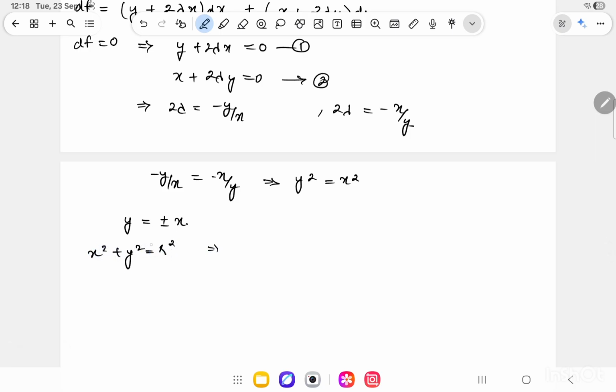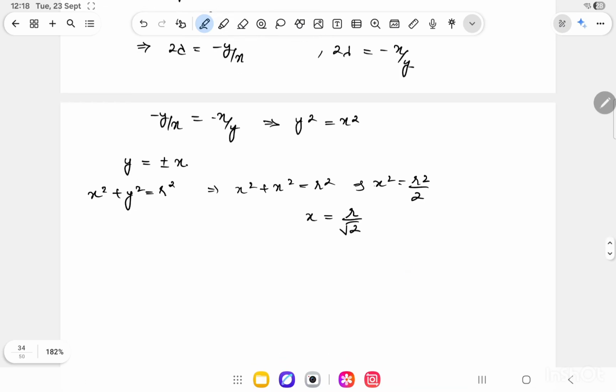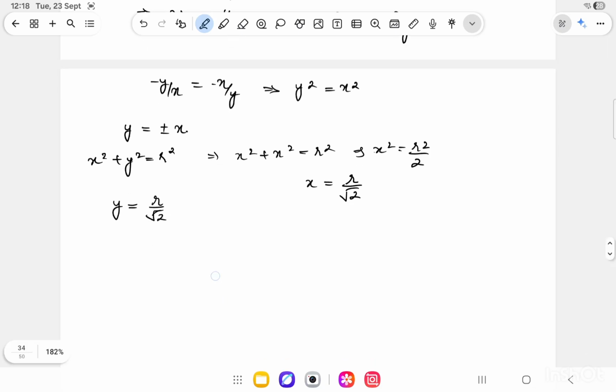If I substitute the value of y here, I'll get x square plus x square equals r square. So from here I'll get x square equals r square by 2. That gives me x as r by root 2. I'm taking only the positive value because length cannot be negative. So that gives me y as r by root 2. Here also I have eliminated the negative value. So these are the values of x and y, and if you see, the values of x and y are the same, so this shows that this is a square shape only.